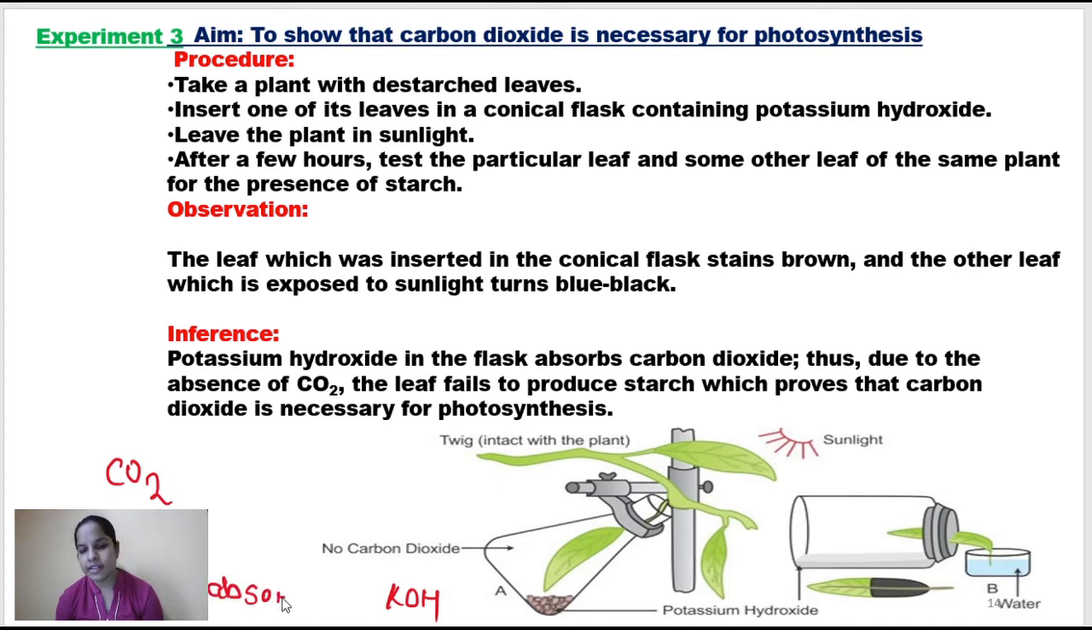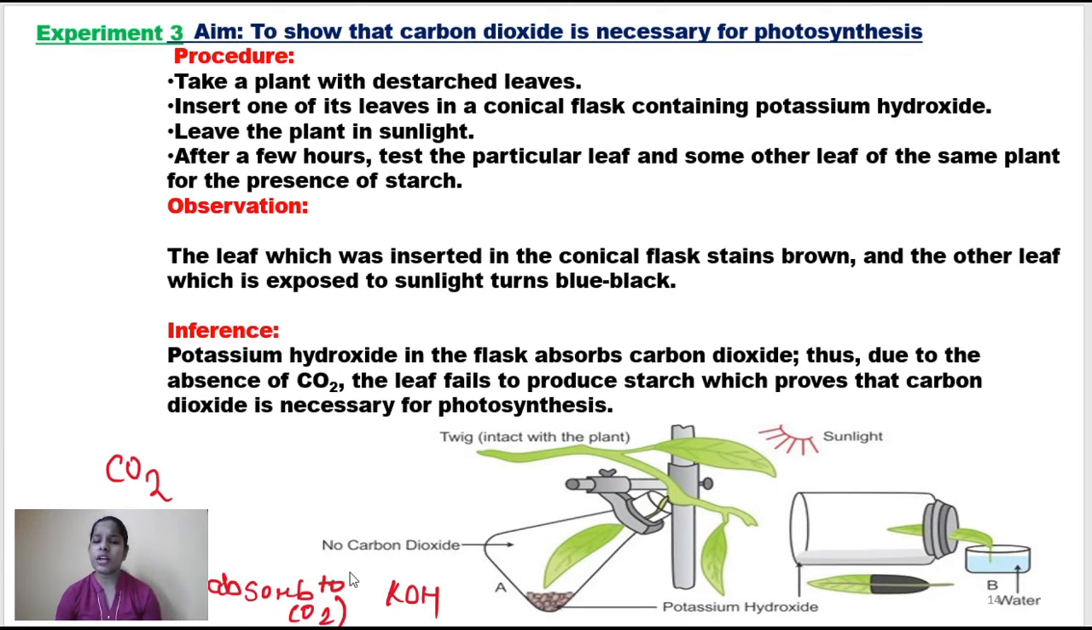So when this setup is kept in sunlight, the carbon dioxide is all absorbed by the potassium hydroxide kept in the flask, so that leaf gets no CO2 and thus it cannot perform photosynthesis. Rather, the part which is not kept in the flask can absorb sunlight, has chlorophyll, and has all the essential things necessary for photosynthesis, and they perform it and have starch in them. Upon addition of iodine, this is indicated by a color change to blue black.